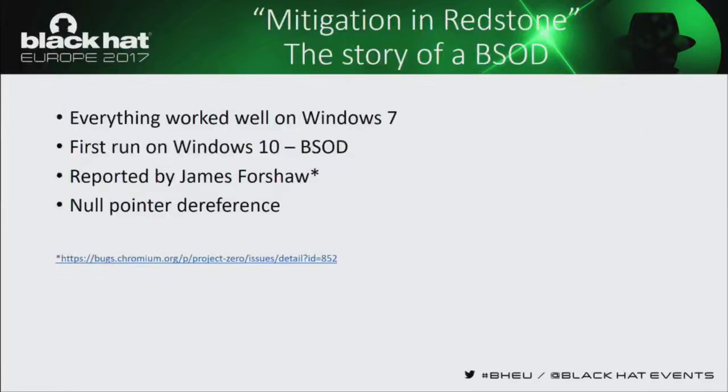So while conducting this research, the first time we ran this thing on Windows 7, and it worked just fine. And then we ran it on Windows 10, and the system crashed. And so it turns out that there's a bug that was introduced in Windows Redstone and reported by James Forshaw. And it's a null pointer dereference. NtCreateProcessEx, when it receives a 0 as one of the parameters, tries to dereference it without checking first, and so the system crashes for an access violation.